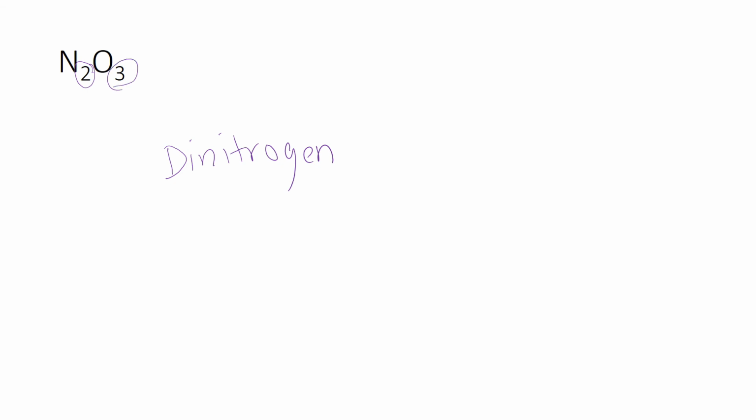Looking at the subscript for oxygen, I notice that there's 3. The prefix for 3 is tri, and I'm going to change the name oxygen to oxide as I change the ending in my second element. So N2O3 is dinitrogen trioxide.